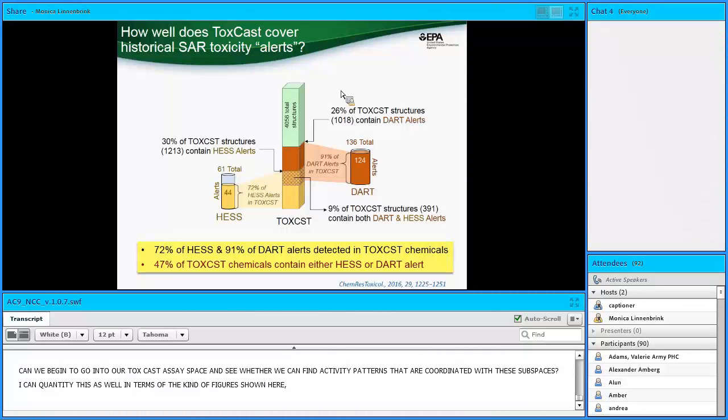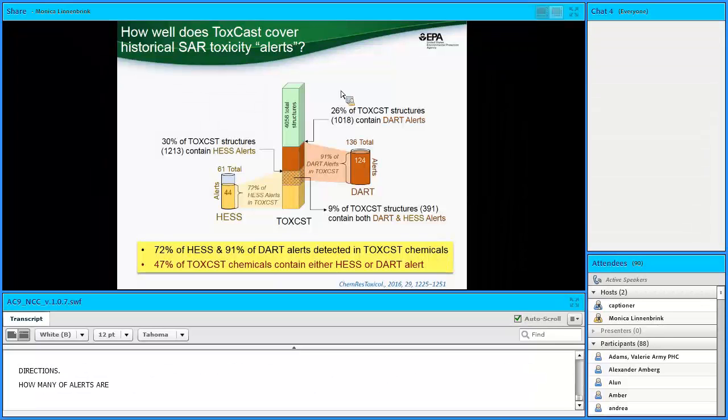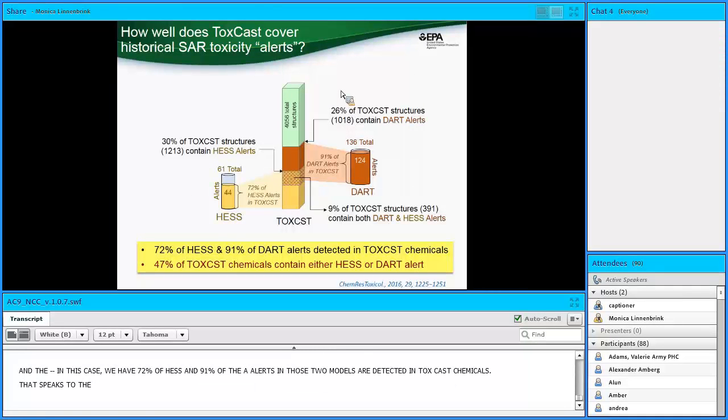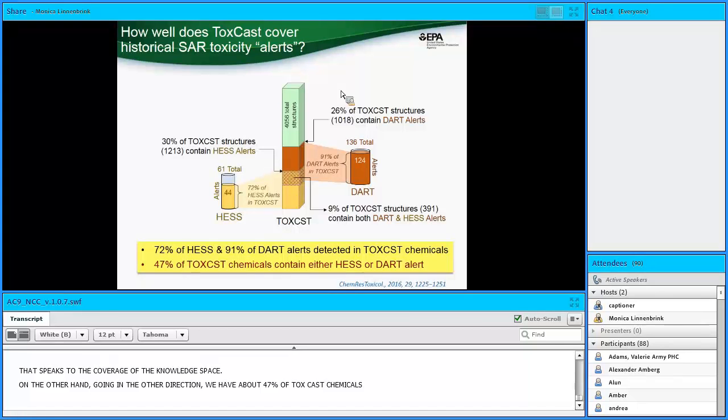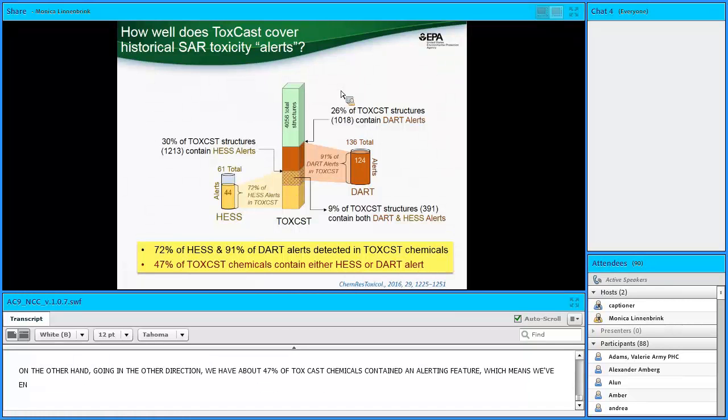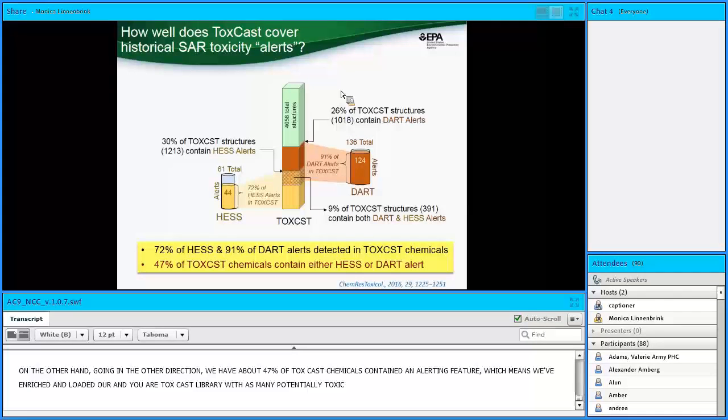I can quantify this as well in terms of the kind of figure shown here, where I'm asking, again, as I did with the ToxPrints, coverage in two directions. How many of the alerts are represented in ToxCast? What percentage of the alerting space does ToxCast cover? And in this case, we have 72% of Hess and 91% of the alerts in those two models are detected in ToxCast chemicals. That speaks to the coverage of the knowledge space. On the other hand, going in the other direction, about 47% of ToxCast chemicals contain an alerting feature, which means we've enriched and loaded our ToxCast library with as many potential toxicants as possible. Again, needed in order to develop any types of models.